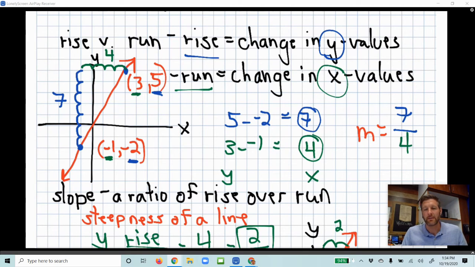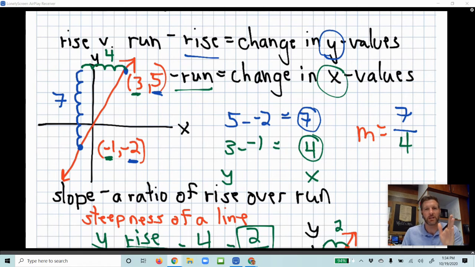Then we have the run, and that's a horizontal change. As you can see in the green there, the points are 4 apart horizontally, and so that's called a run of 4. That's confirmed by the fact that you have -1 to 3, and the difference between those two digits is in fact 4 as well. So we have a rise of 7 and a run of 4.